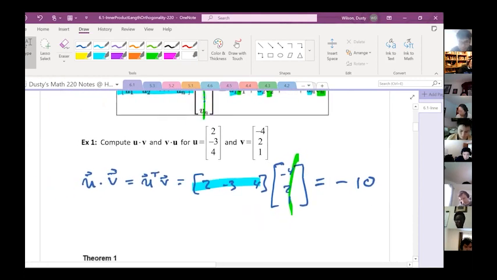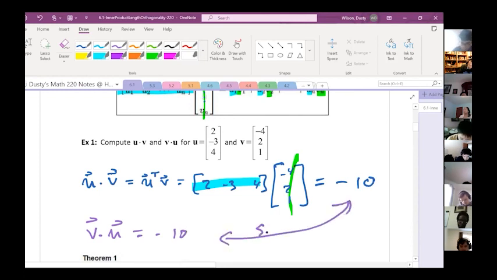What happens if I go the other way? If I have v dot u, am I going to get a different answer or the same answer? I've got a 10, same. I think we mean -10. Yeah, so same result, whichever order.